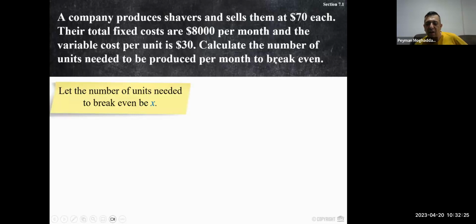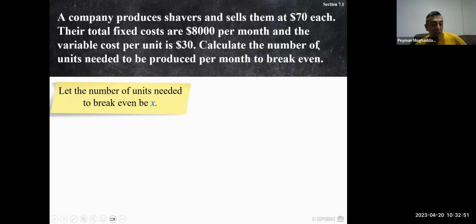So how many units we have to produce to cover the fixed cost is going to be $8,000 divided by 40, which is going to be 200 units. Okay, with 200 units we basically cover the fixed cost, and if you sell more than 200 units, we are in profit, right? But the question is just to break even. So it means how many units you can sell to cover the fixed costs. Okay, so it's going to be 200.